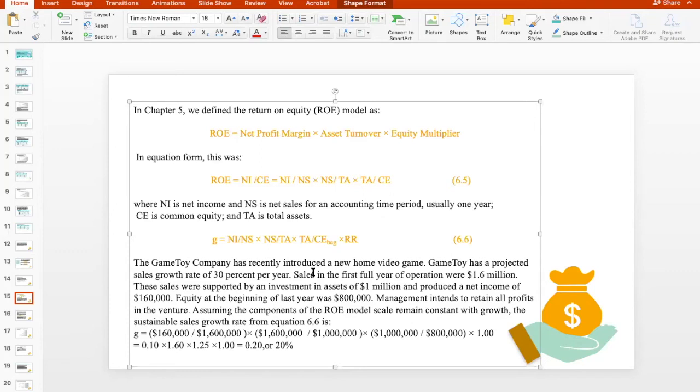So sales in the first full year of operation were $1.6 million. So during the first year of activity, the game toy company has succeeded to sell for $1.6 million. So these sales were supported by an investment in assets of $1 million and produced a net income of $160,000. Equity at the beginning of last year was $800,000. Also, management intends to retain all profits in the venture, assuming the components of the ROE model remain constant with growth. The sustainable growth rate from equation 6.6 is as follows.